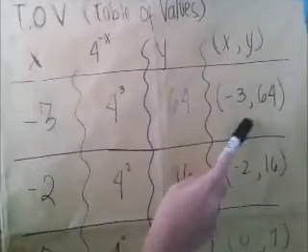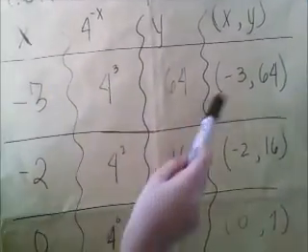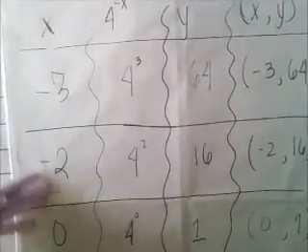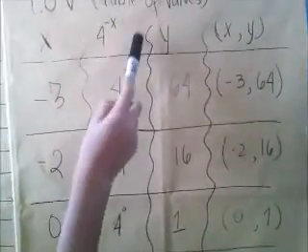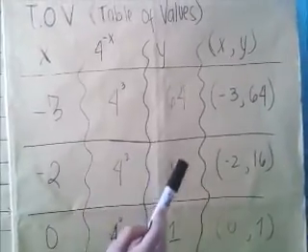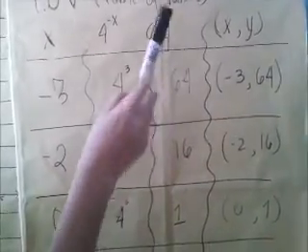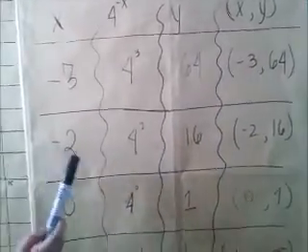To get the coordinates, just get the value of x and y. Negative 3, 64. In the next term, just do the same process. Negative 2 times negative 1 is equal to positive 2. So, 4 raised to 2 is equal to 16. And that is the value of y. To get coordinates, negative 2, 16.